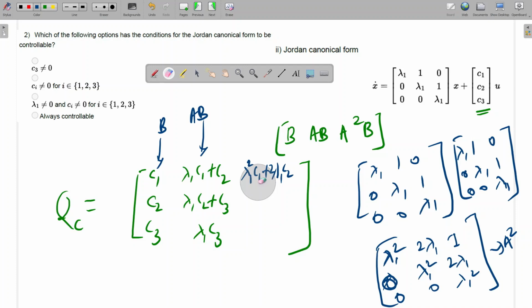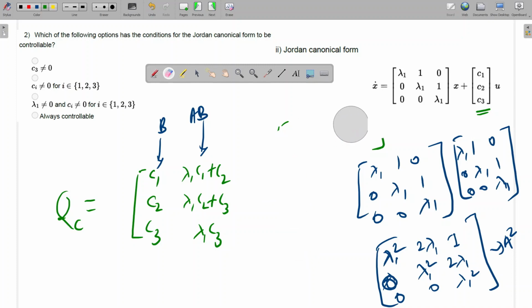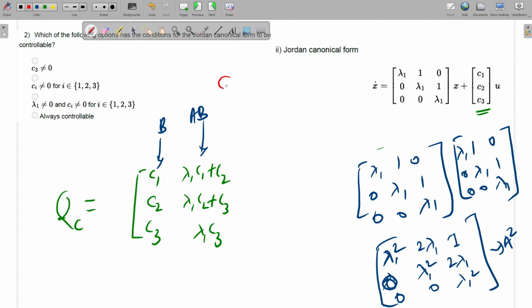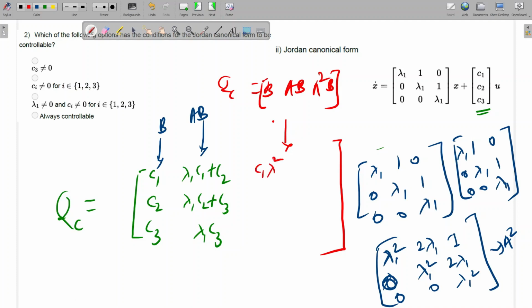I will just omit it and write it again. One second. QC is equal to B, AB and A square B. So this B, AB I have written here. Third, I'm going to write A square B. A square B is lambda square into C1, so C1 lambda square plus 2 lambda 1 into C2, so 2 C2 lambda 1, and 1 into C3, so that will be plus C3.